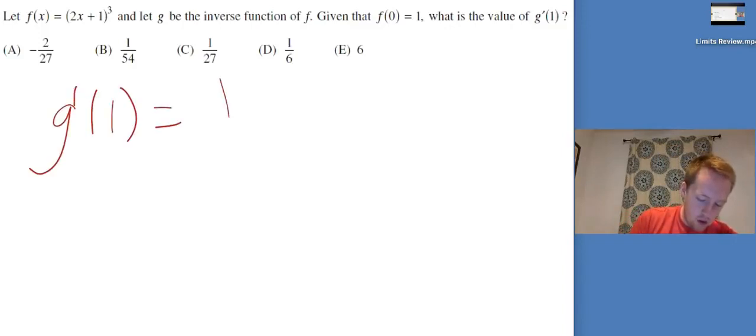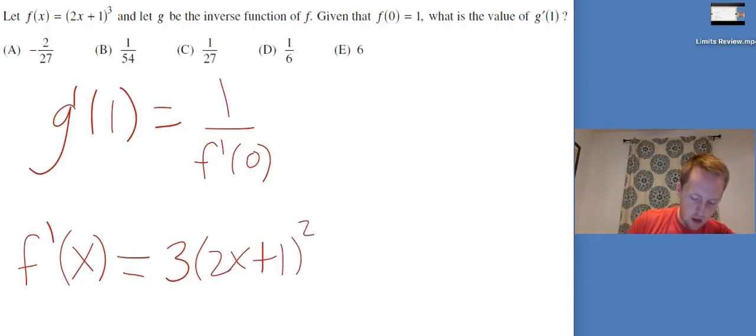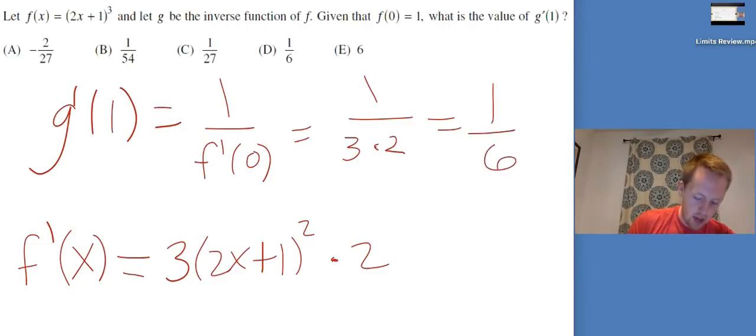that means 1 over f prime of 0. So let's find f prime of x down here. We're going to have to use some chain rule because we've got a function inside of a function. We've got a function being cubed. So I'm going to have 3 times 2x plus 1, quantity squared, times the derivative of the inside, which is 2. So f prime of 0 then is 1 over 2 times 0 is 0 plus 1 squared times 3. I know I just did a lot of simplification in my head and verbally, so let me just show real quick what I did.